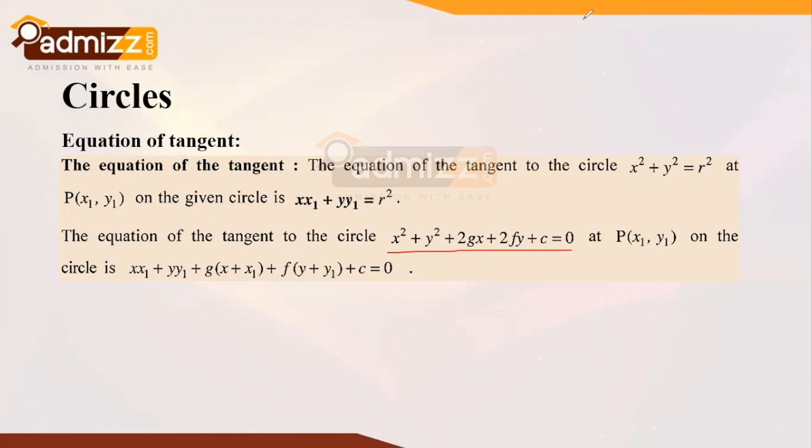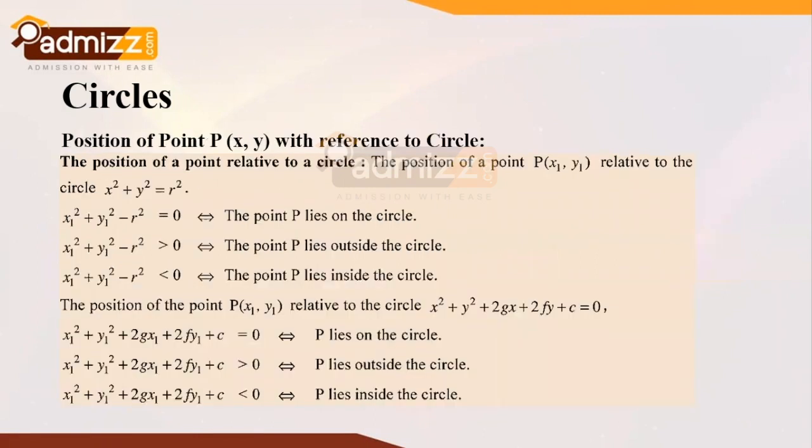So these are a few different points which we need to look out for before simplification of any of the problems based on circles. Proceeding ahead with the position of point P with reference to a circle. That means where is the locus of P. So the position of point P relative to the circle x² + y² = r². There are a few different points which we need to take note of. That is x1² + y1² − r² = 0.